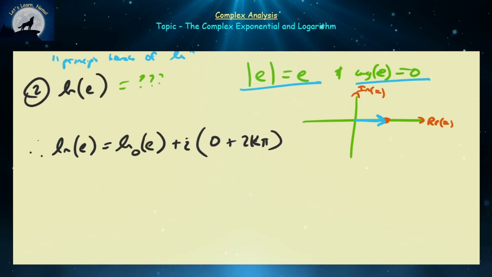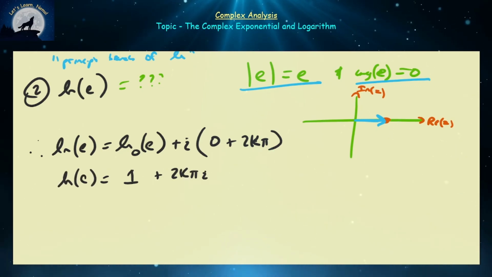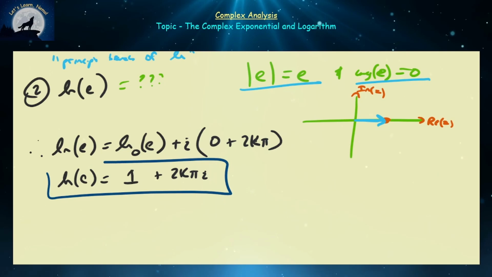Notice I factor out my i here. But this is just going to simplify to what? The natural log principal branch of e is going to be equal to 1 and then 2k pi i. So that's what the natural log of e is equal to. So actually in the complex sense, the natural log of e is not just equal to 1, it's actually equal to infinitely many things, right?